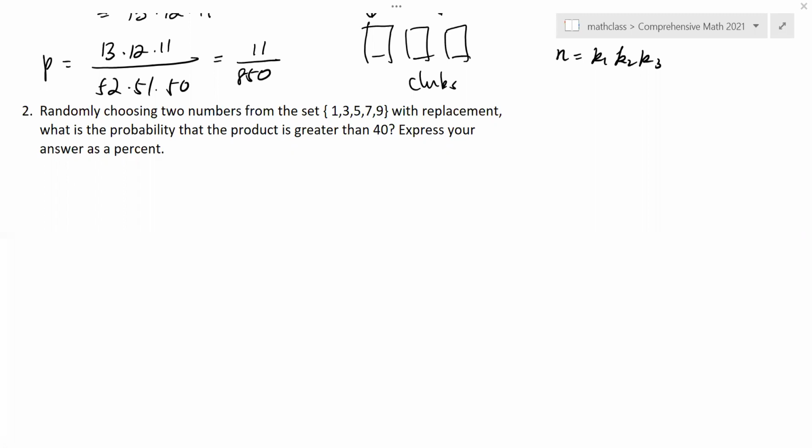So the idea is here: randomly choosing 2 numbers from the set with replacement. That means this number can be used over and over again. What is the probability that the product is greater than 40? First of all, you have to figure out what products of 2 numbers will be greater than 40. Then you count them, right?